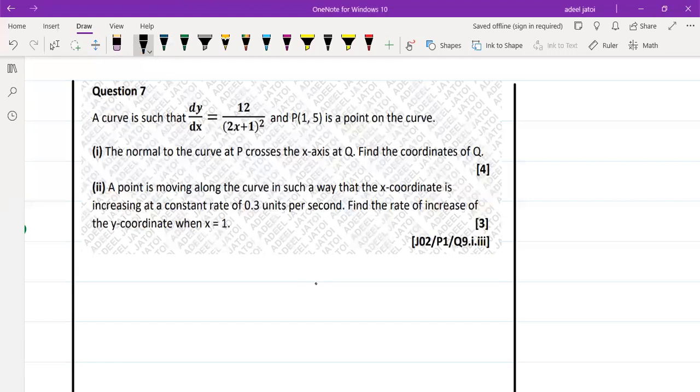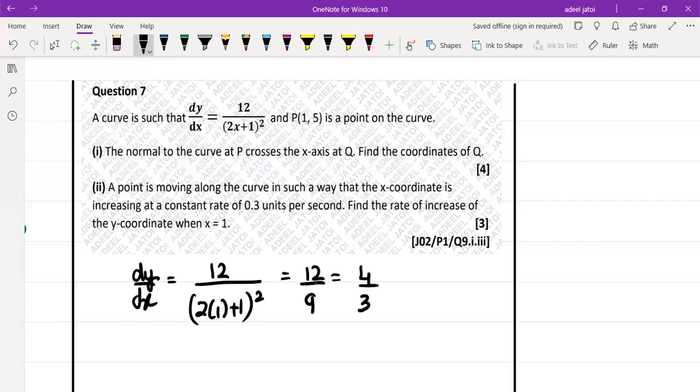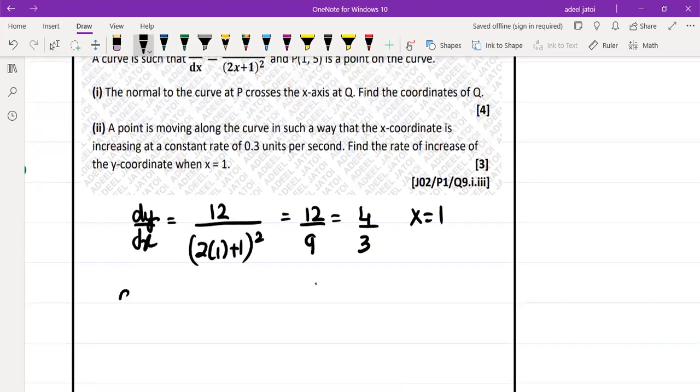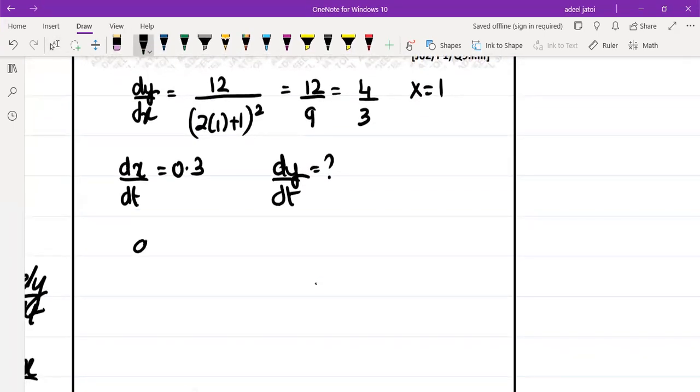So the information that is given is dy upon dx is 12 upon (1 plus 1) whole square... so 3 whole square is 9, 12 upon 9. So this should be 4 upon 3. So the gradient at x equal to 1 is 4 upon 3. Then you know that dx upon dt is 0.3, and you are not aware of dy upon dt, which you need to find. So dy upon dx when x is equal to 1 should be dy upon dt into dt upon dx. This will be your formula.